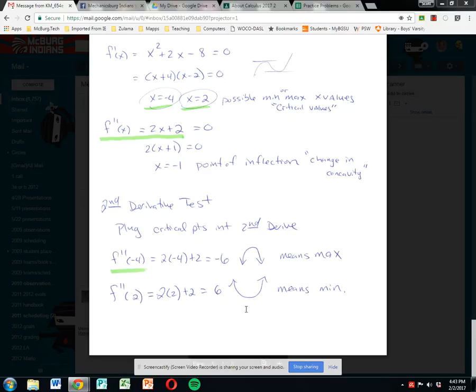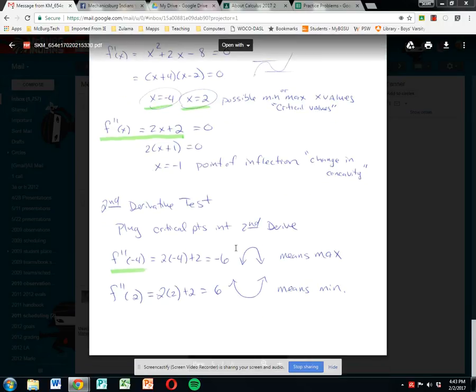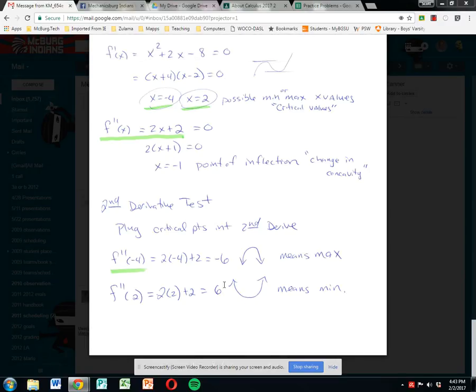So that's the idea of the second derivative test. If the value which is critical makes the second derivative negative, it's a max. If the value which is critical makes the second derivative positive, it's a min because of concavity.